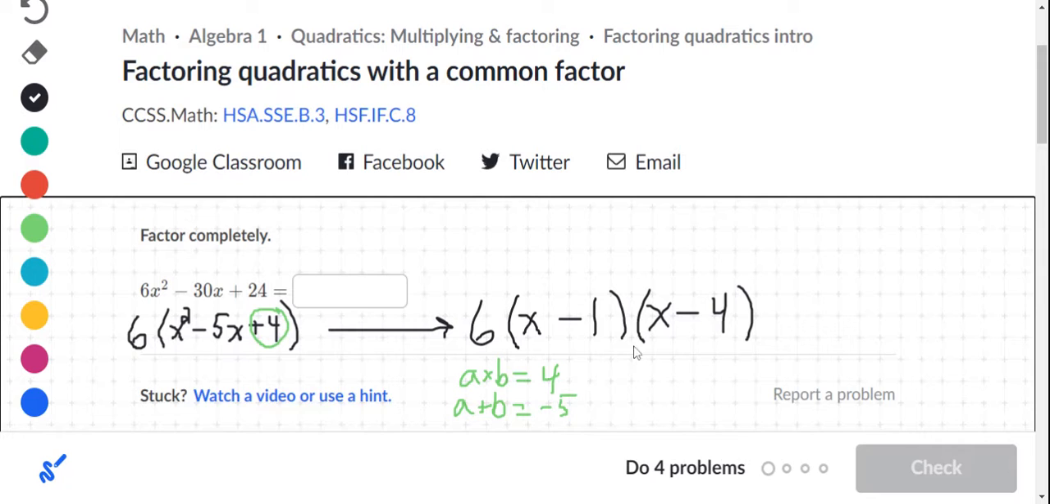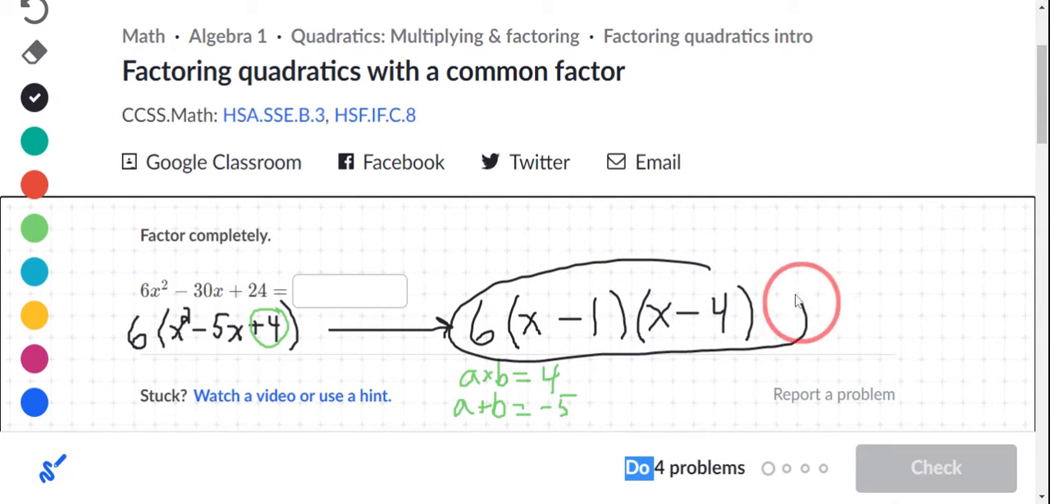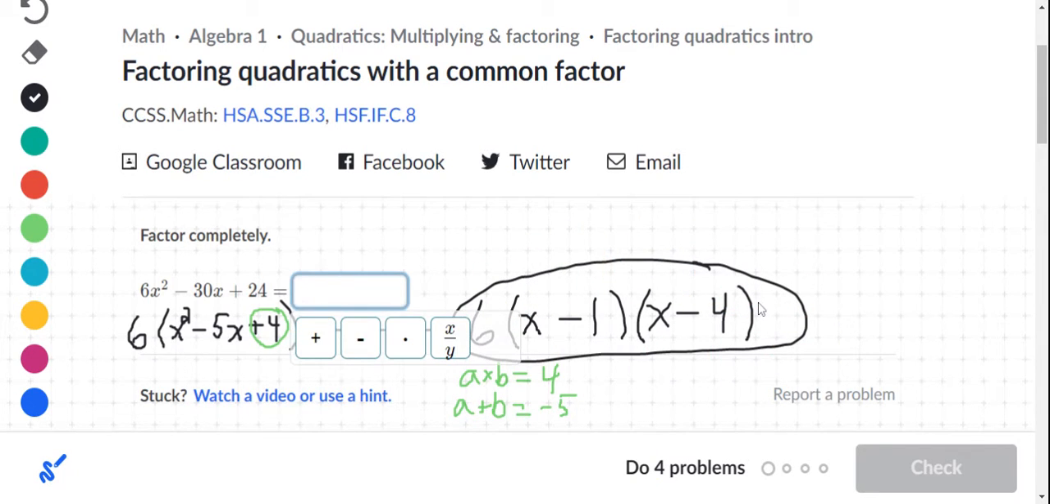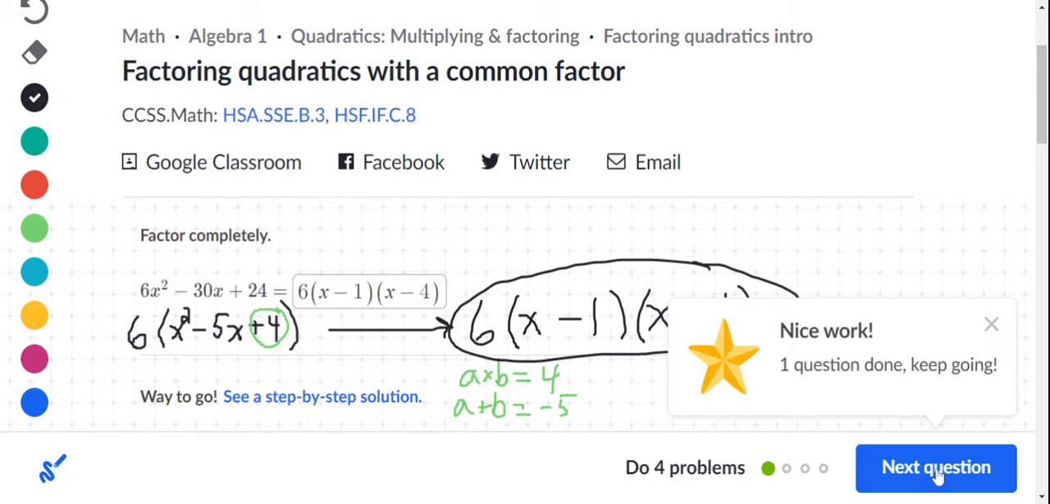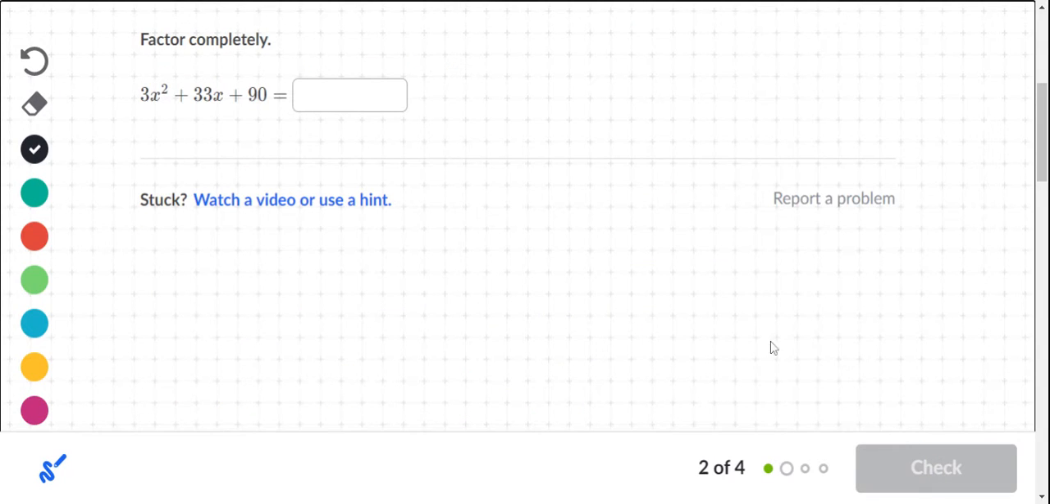I can always check to make sure I'm right by going through and distributing everything. Don't forget that 6 is still a part of it. And I could double check that at the end to make sure I'm right. But these are our factors, right? When you type it in just like that, the order really doesn't matter. I could write it with x minus 4 first. It really doesn't matter. All right, let's try another one.